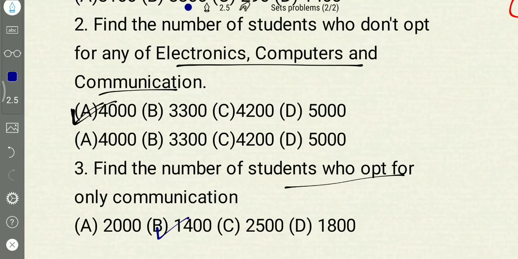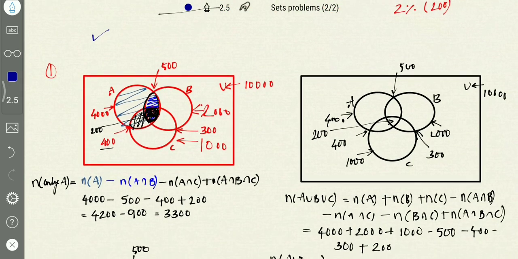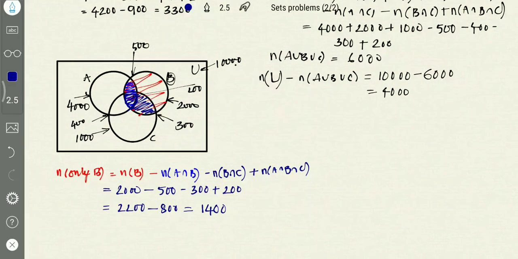This is how we need to solve the problems based on sets and Venn diagrams. I'll also attach some other problems for practice in the description.